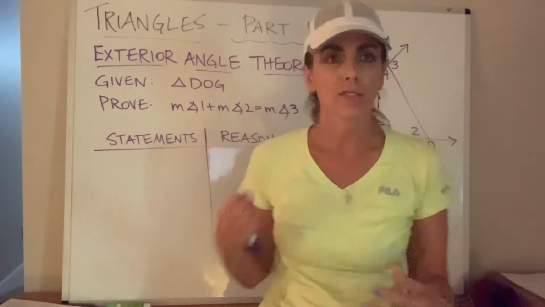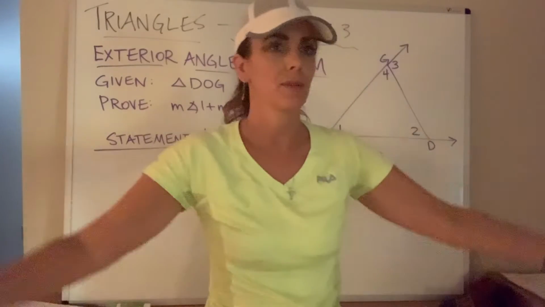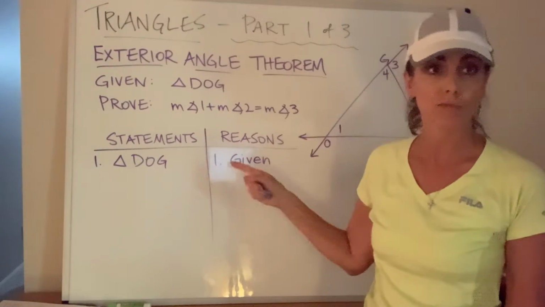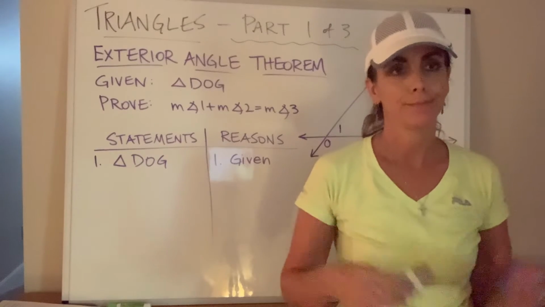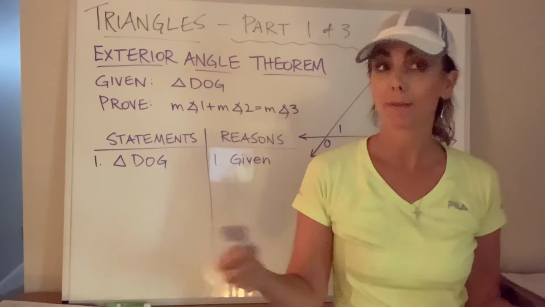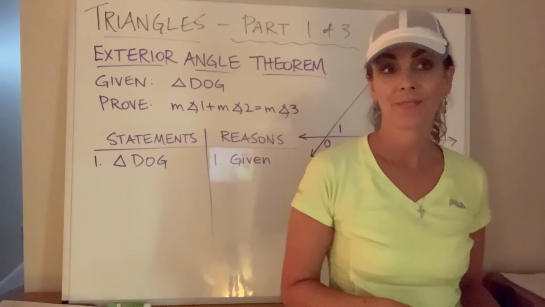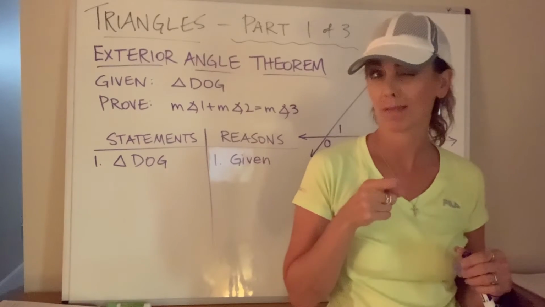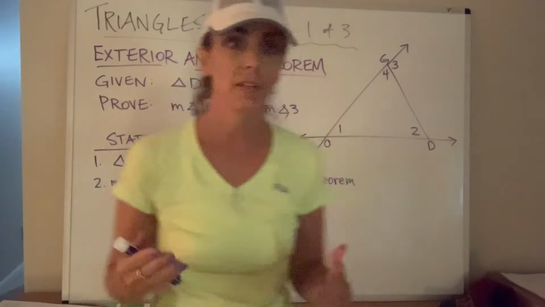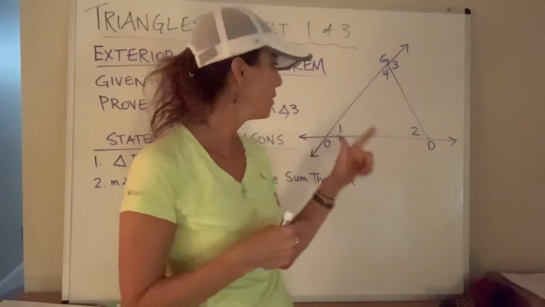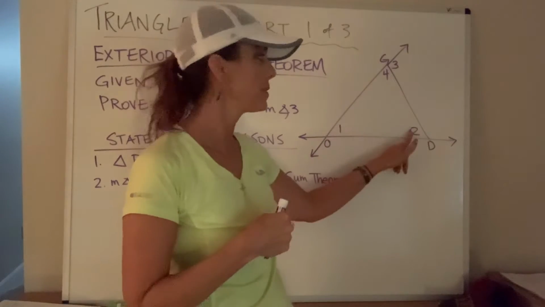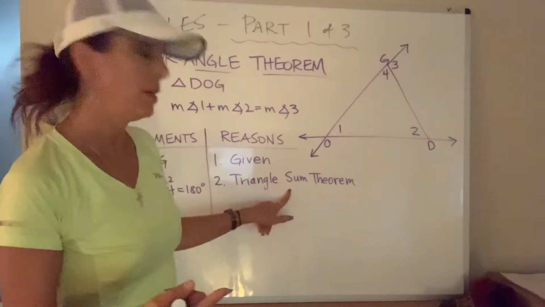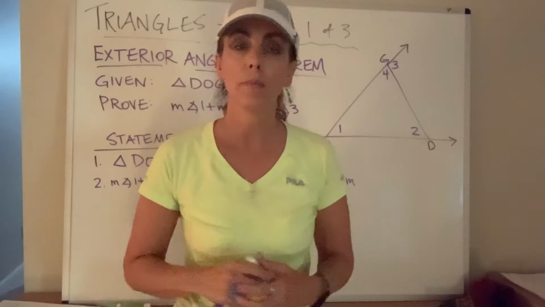We're going to start with what we're given. In this case, we're not given a whole lot, just that we have a triangle. So we're going to start with triangle DOG because it's given. Now we can use what we just proved. What did we prove in the last video? Hopefully you can say which angles sum to 180 degrees. Hopefully you were able to identify the interior angles. The measure of angle 1 plus the measure of angle 2 plus the measure of angle 4 all sum to 180 degrees. We know that because of the triangle sum theorem. So that's one piece of the puzzle.